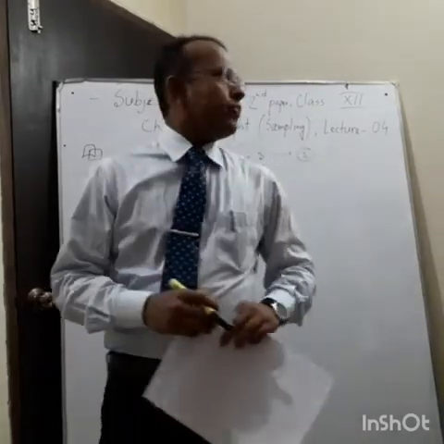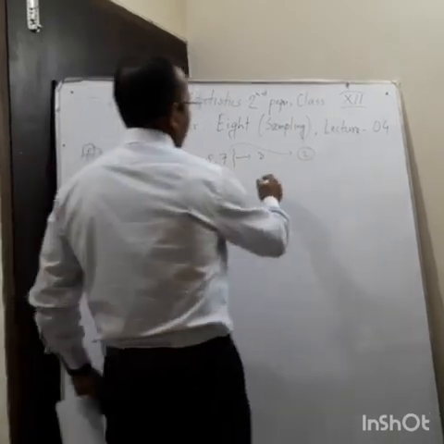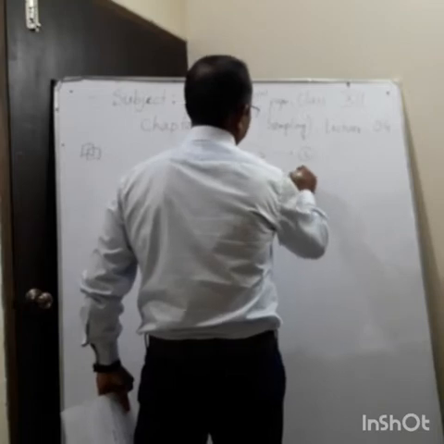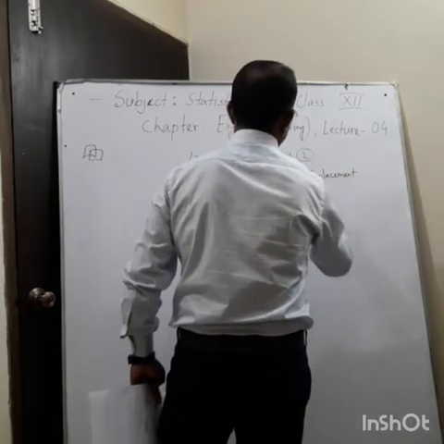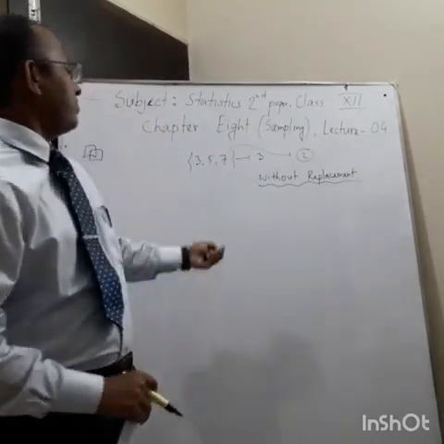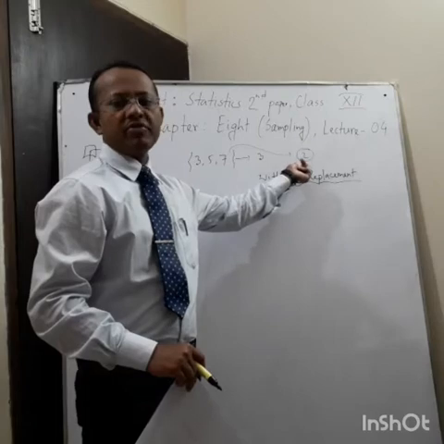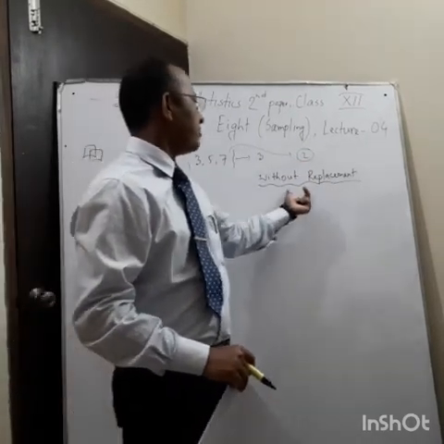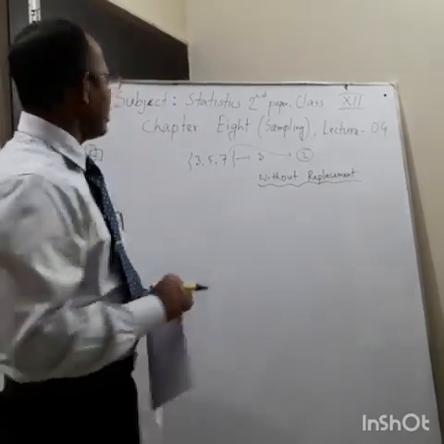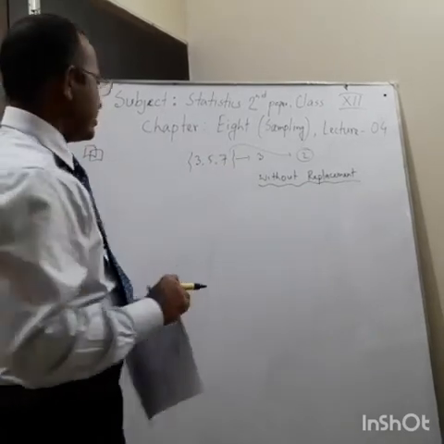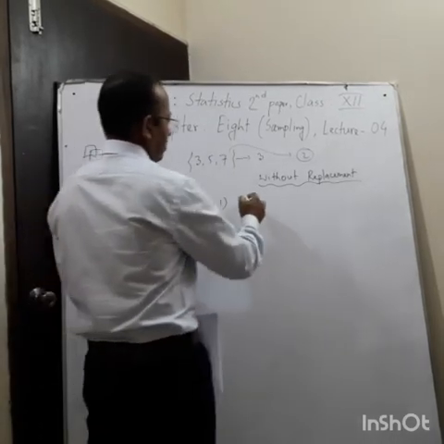So if we collect the samples of size 2 without replacement from the population of size 3, then find the variance of the sample mean, and also find the population variance. Find number 1, the population variance.